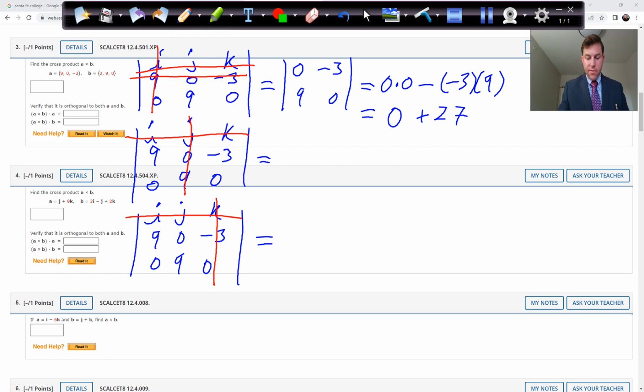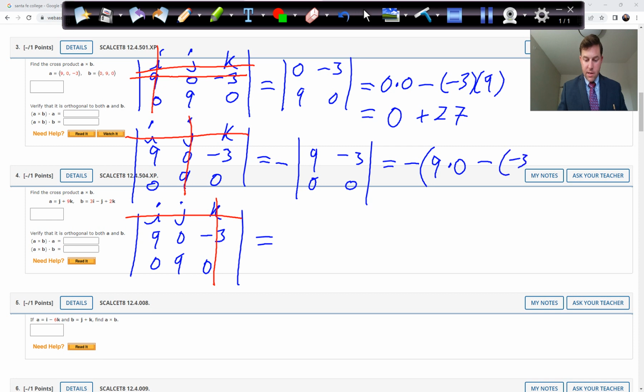Now, like the previous problem, there's a minus sign that crops into this. So there's going to be a minus out front of here, and then we get 9, minus 3, 0, and 0. Well, this is going to equal minus from out here, 9 times 0 minus 3 times 0. And that's just going to be 0 minus 0, so it's 0.